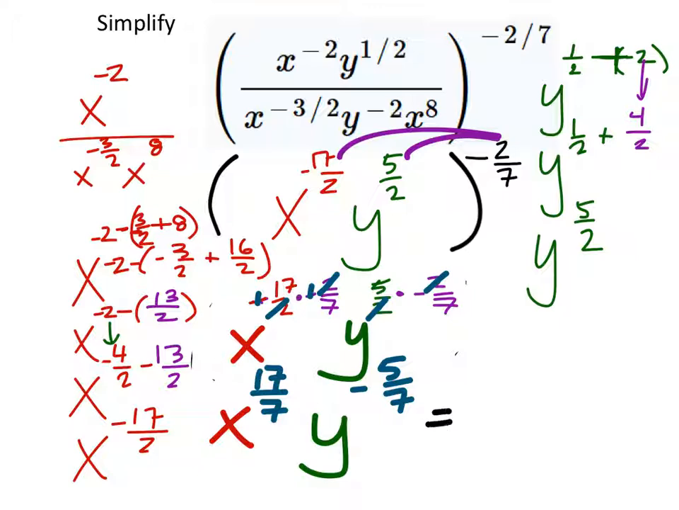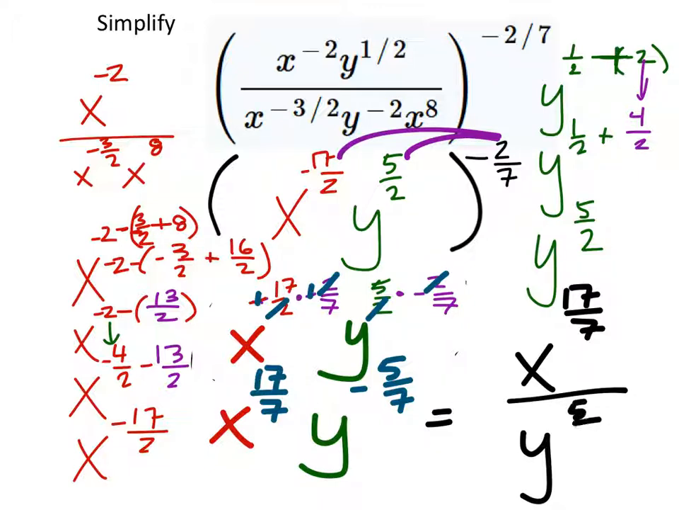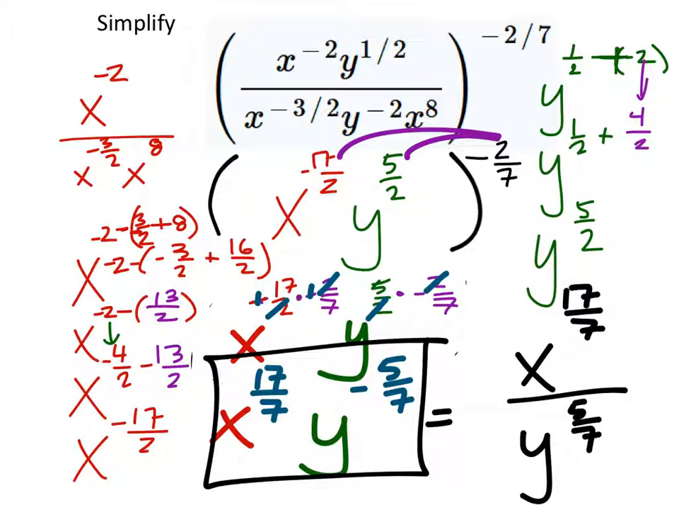There is just a slight possibility that they don't want that negative exponent, which means that you would have x to the power of 17/7 over y to the power of 5/7. Again, I'm okay with this one, but it is possible you need that one in black.